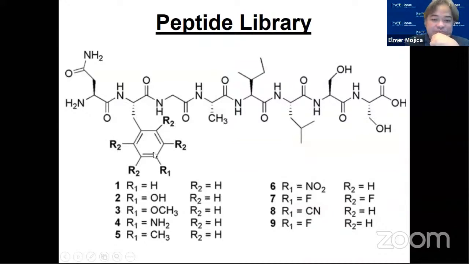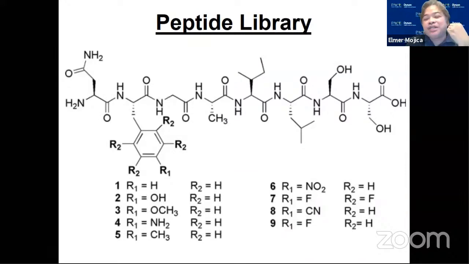And upon synthesizing, we looked at its behavior if we put it in Tris buffer. What we are trying to find out is whether it is going to aggregate. If it aggregates or precipitates, there's an amyloid formation.